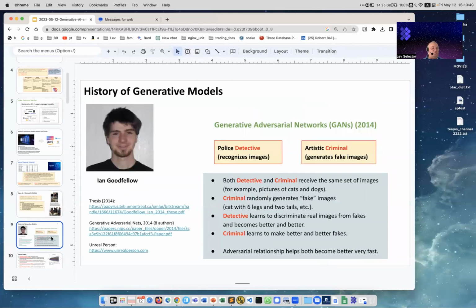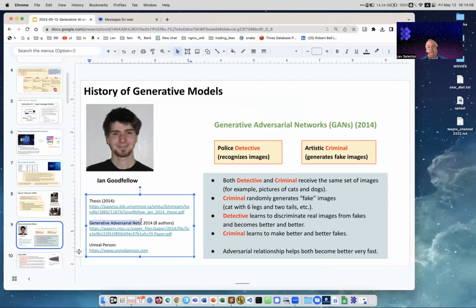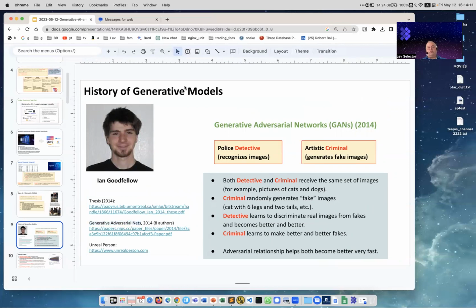Okay, let's go to the very beginnings of generative models. And there is one person, Ian Goodfellow. So in 2014 was his thesis, followed by a publication with 4 authors, which is called Generative Adversarial Nets. And that's where the term GANs was born.